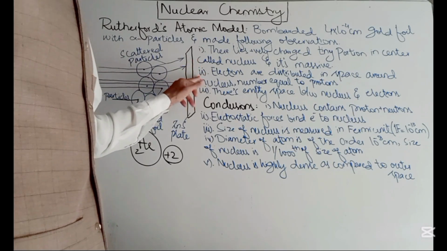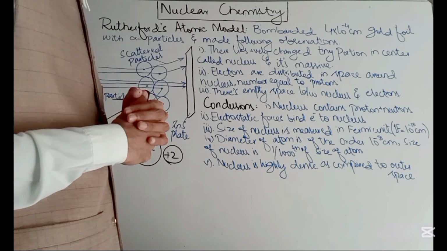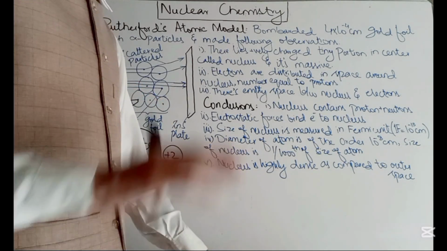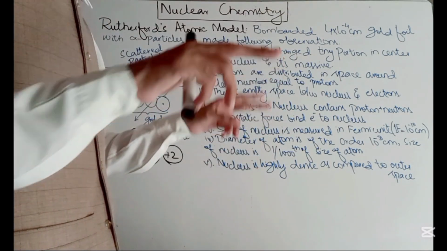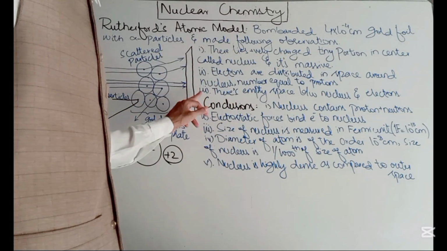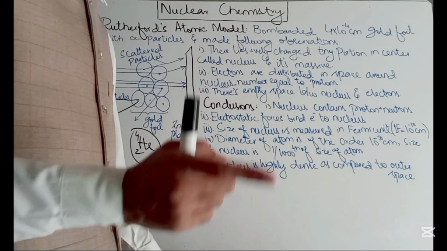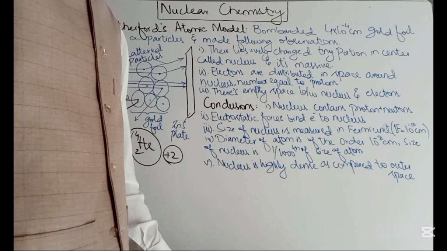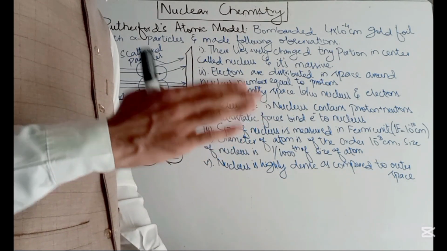The second observation was that electrons are distributed in space around the nucleus, in number equal to the protons. He said that the electrons are not present in the nucleus. These are distributed in space around the nucleus, and the electrons have negative charge, and the number of electrons is equal to the number of protons in the nucleus, because he observed that as a whole the atom is electrically neutral.